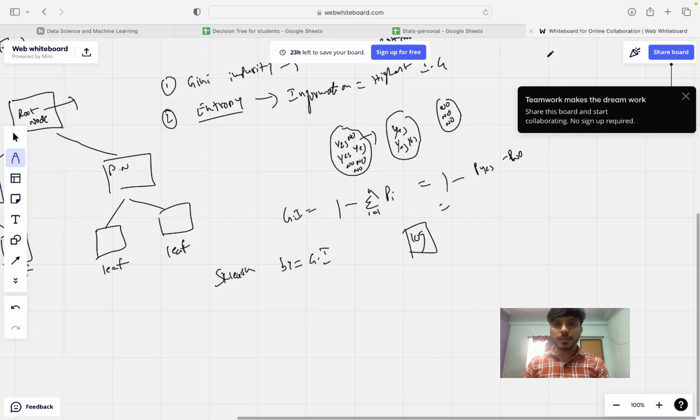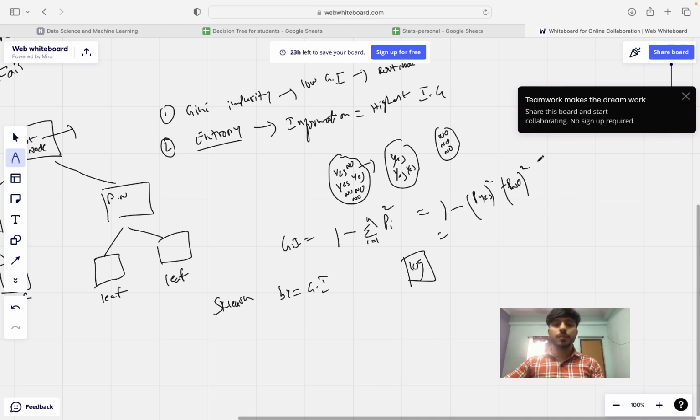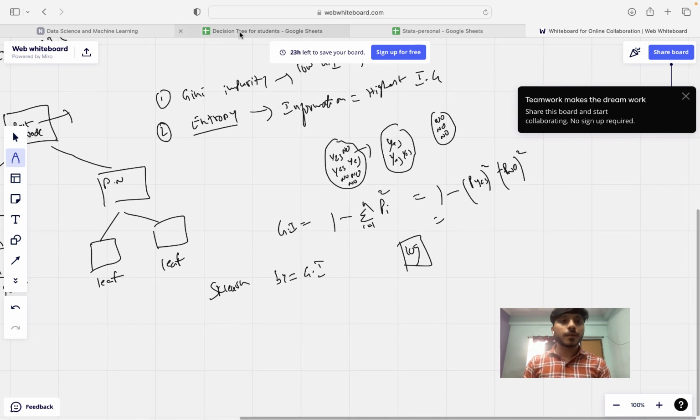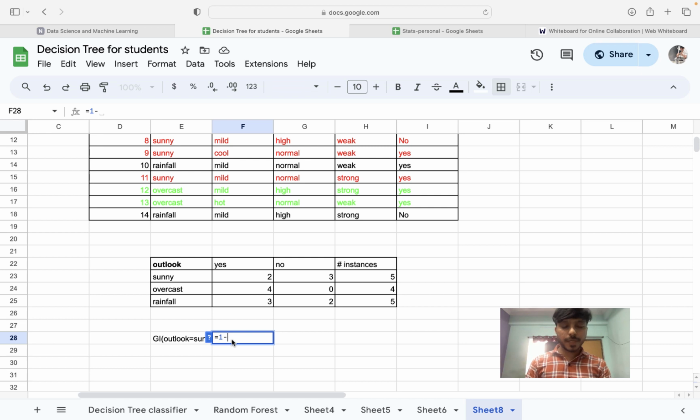And there is a square also, I forgot, it has a square. So this will be a square, and this is also a square. So 1 minus probability of yes, 2 by 5 whole square, minus probability of no, 3 by 5 whole square. That's my Gini index when it is sunny for the outlook column.